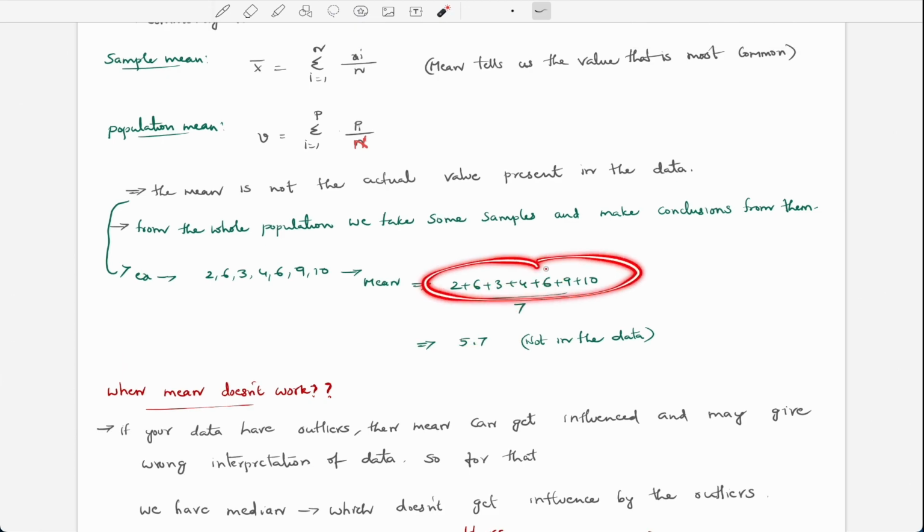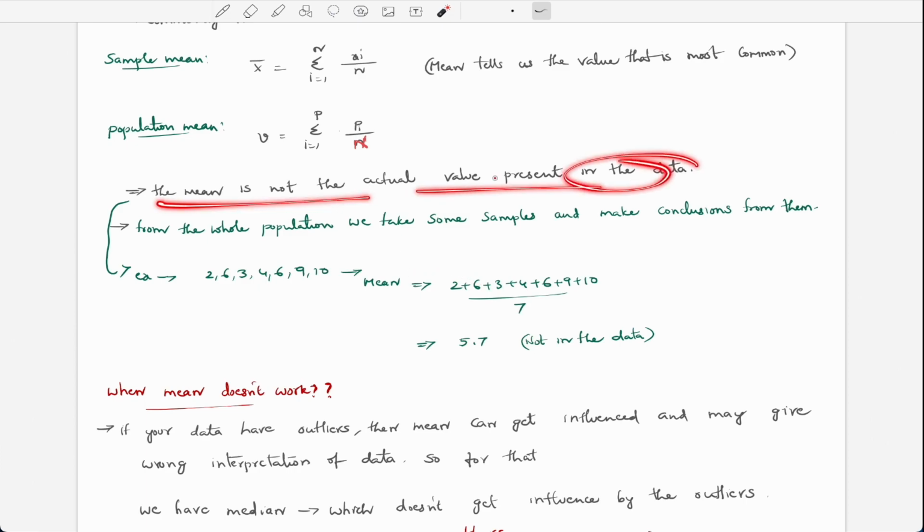We are finding the mean here from this data, but the mean which we get here is not in this particular data. Are you getting it? Look how mysterious this mean is. So the mean is not an actual value present in this data. It is not the value that is present in the data.